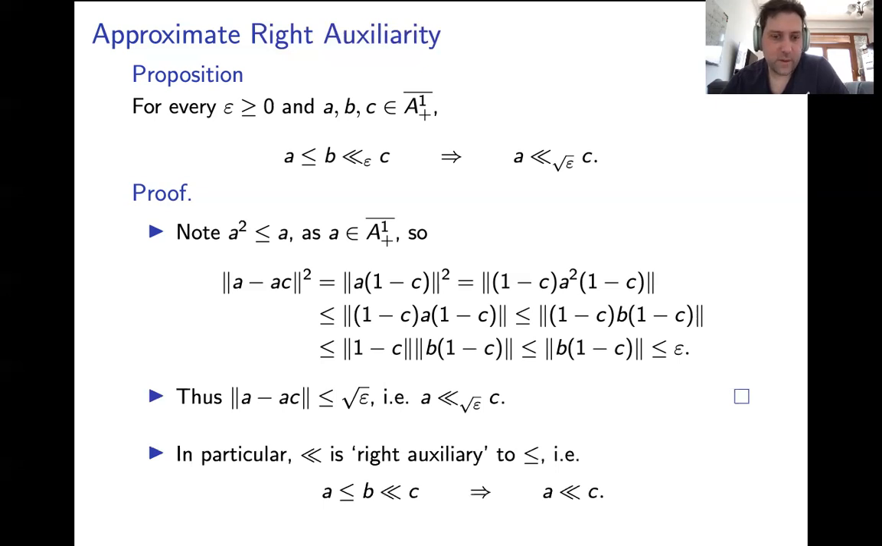And in particular, remember, we can take epsilon equal to 0, right? And that will give us the original domination relation that Blackadder introduced in his book. So, in this case, it's really just showing that this relation is what's sometimes called right auxiliary to the order relation that you started with. Right? A below B dominated by C means A is also dominated by C.